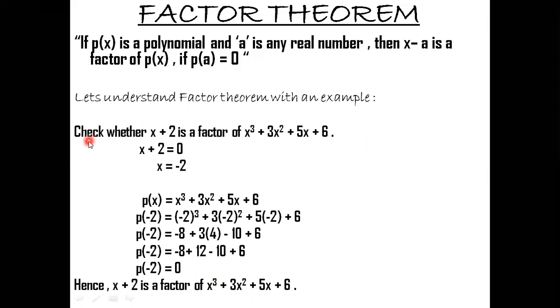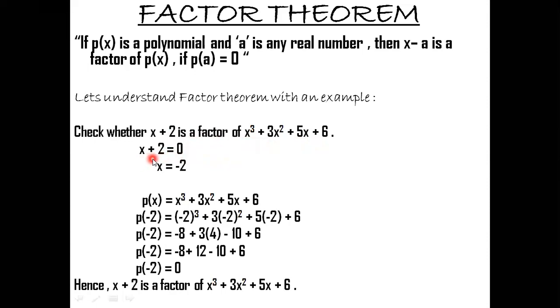Let me take an example wherein I am going to check whether x plus 2 is a factor of x cubed plus 3x squared plus 5x plus 6. What am I going to check? Whether x plus 2 is a factor of x cubed plus 3x squared plus 5x plus 6. To check the same, what I shall do is something very similar to what we did in zero of the polynomial. It's taking x plus 2 is equal to 0.